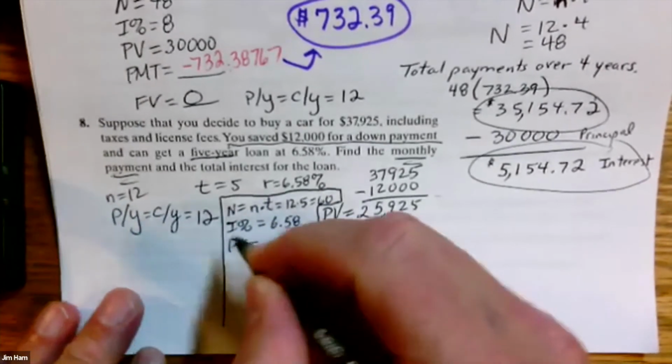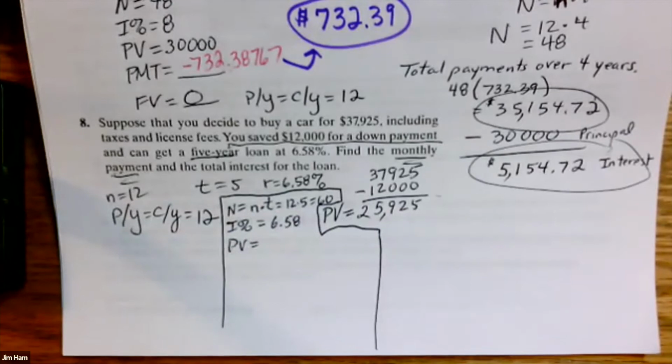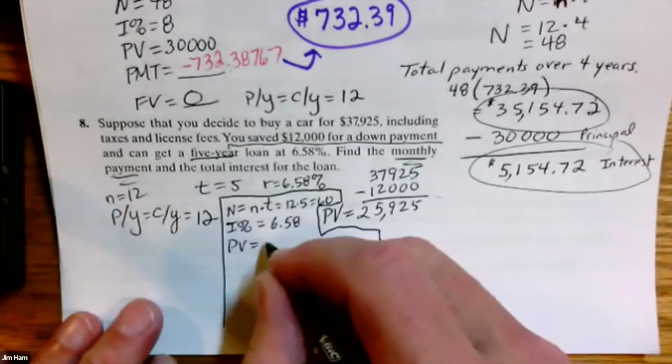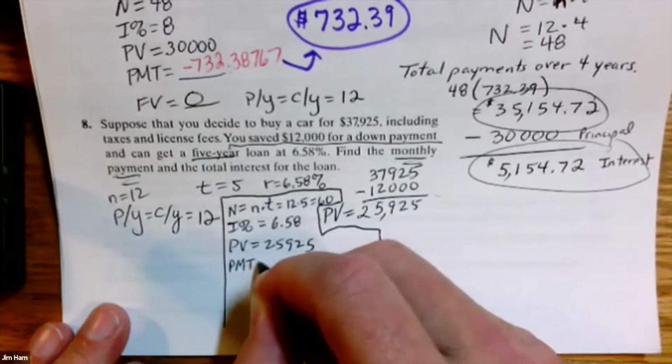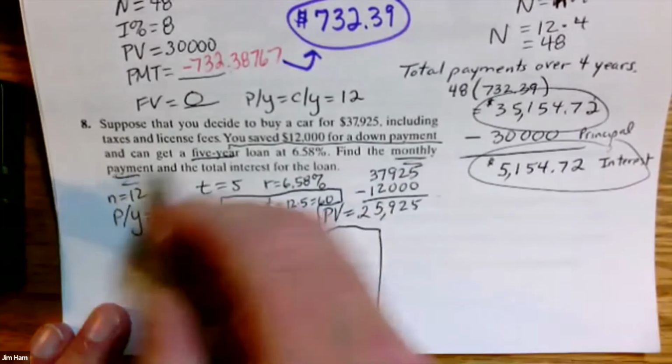The present value of the loan. And this is after we pay down the down payment. So that's 25,925. The payment, find the monthly payment. That's what we're looking for.